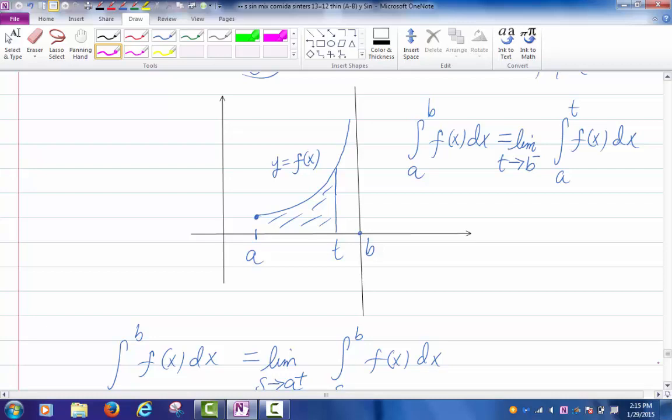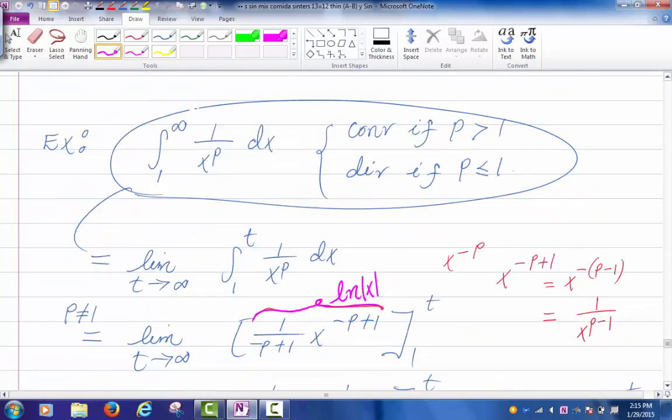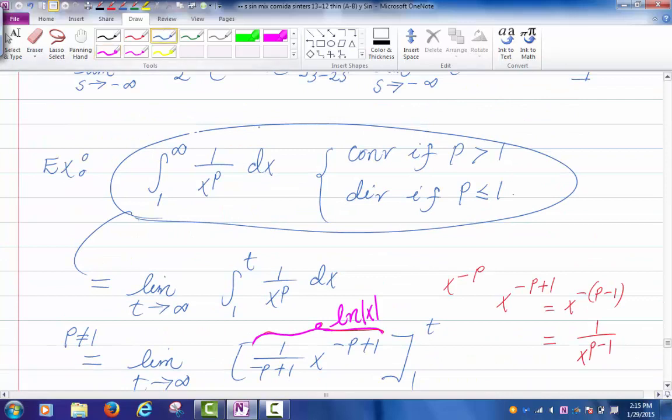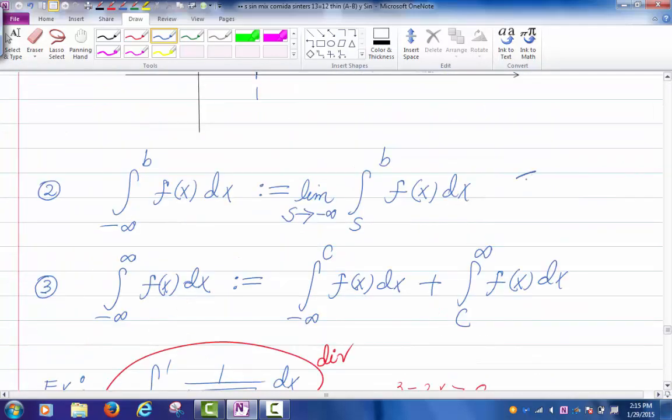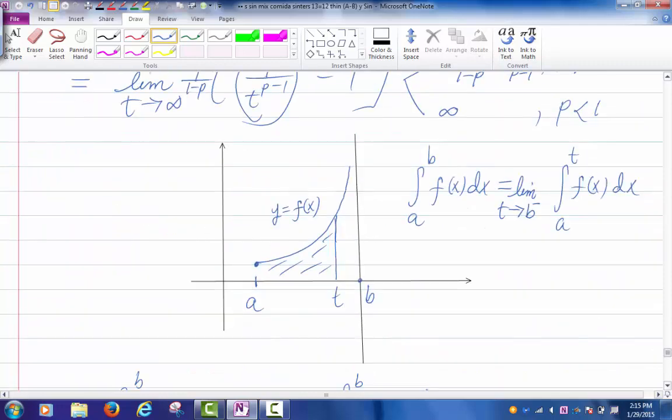Is that clear? So I have an interval from a to b. The function has a discontinuity at the right endpoint. What would I do? Well, I'll take the integral from a to t, and then I'll take the limit as t goes to b from the left side of b. Okay, that's the definition of this. This is called a type 2. All the improper integrals that I have done so far are type 1. Type 1 basically refers to an infinite interval. Now we are looking at type 2.